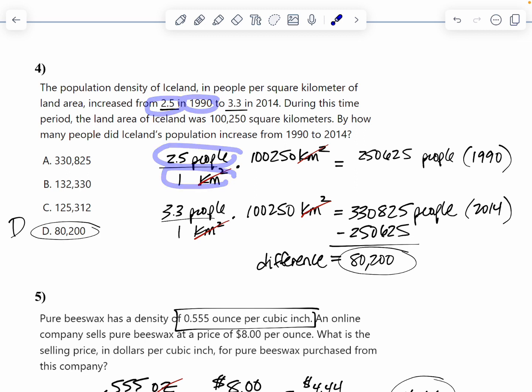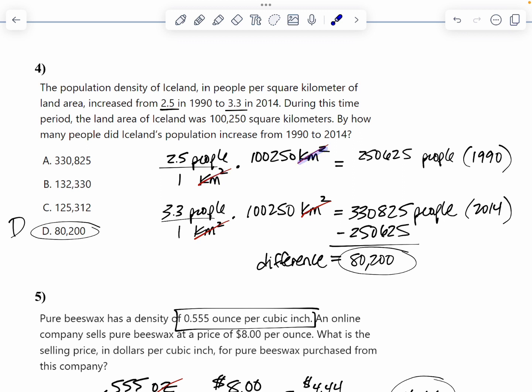So remember when you see your first per, write a fraction out of it, and I'm using the 2.5. I'm going to do another one with the 3.3, as you can see right here. And I'm going to have to convert both of these. So it's like two numbers in one question, basically. And the land area was 100,250 square kilometers. So I already labeled the 2.5 people per square kilometer, and I'm going to multiply by the number of square kilometers that we are given in the question. And look, that's going to cancel my square kilometers.